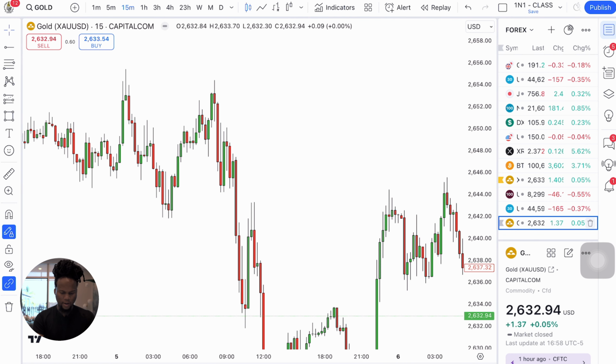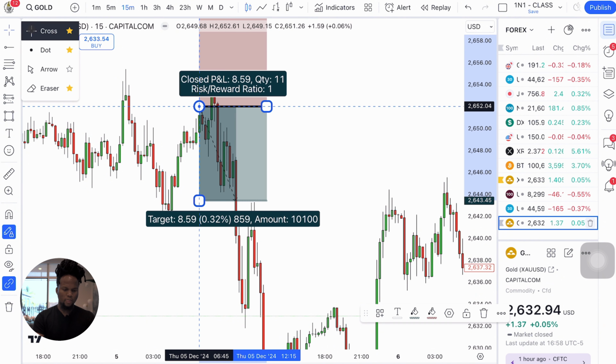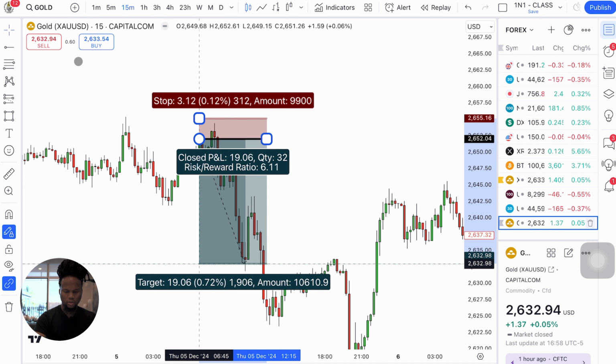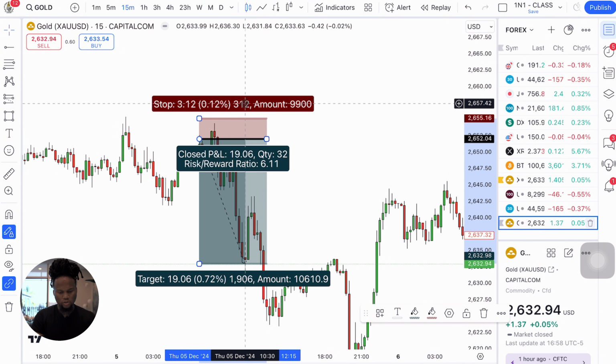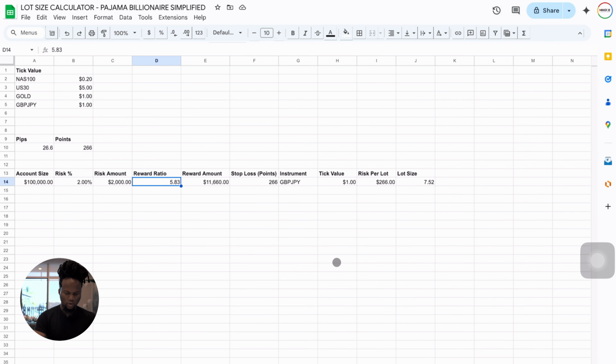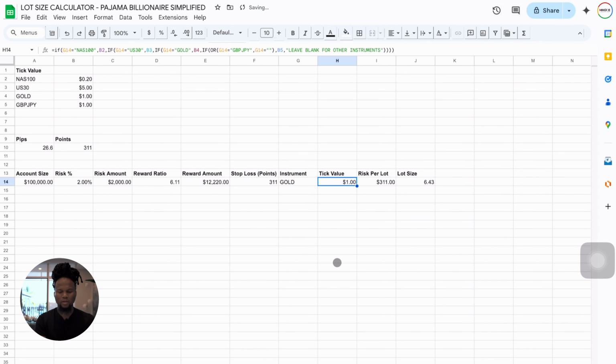If I'm entering a gold sell opportunity, I'm entering a sell from probably here, right? So enter this gold sell here, stop loss above the zone, and my take profit is going to be like 1.126. So 311 points, 6.11 reward ratio, 2% risk percentage. Gold, put gold right here, and then this is going to be 6.43 lots. I would make 12,000 US dollars from this.